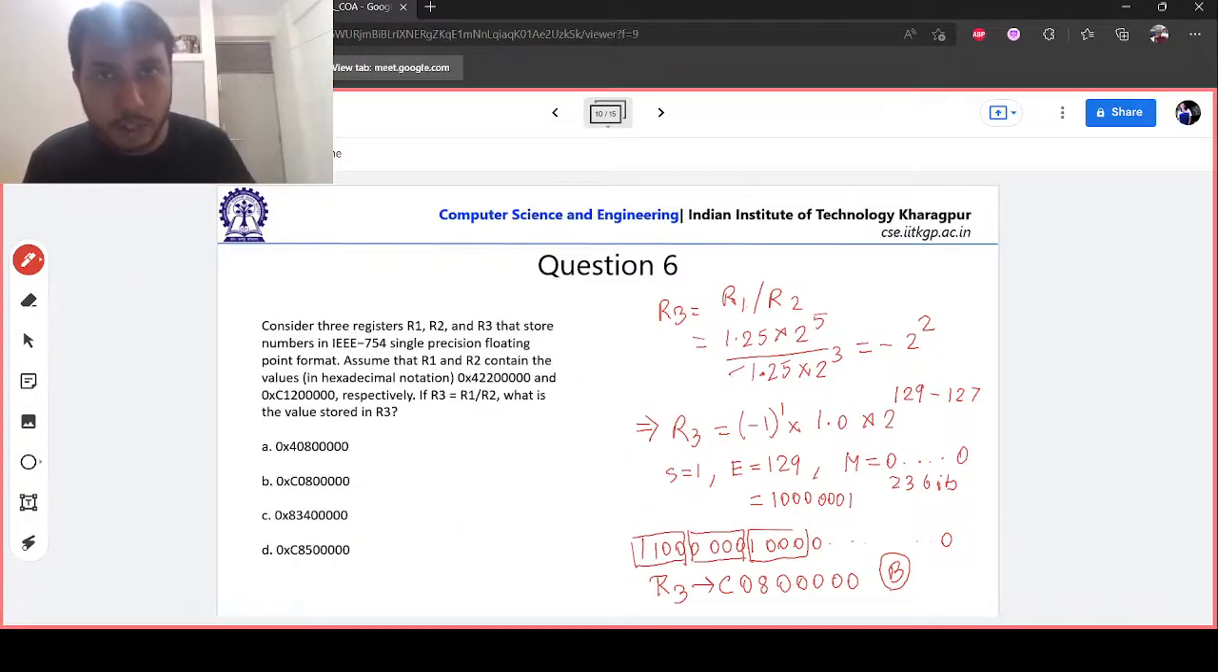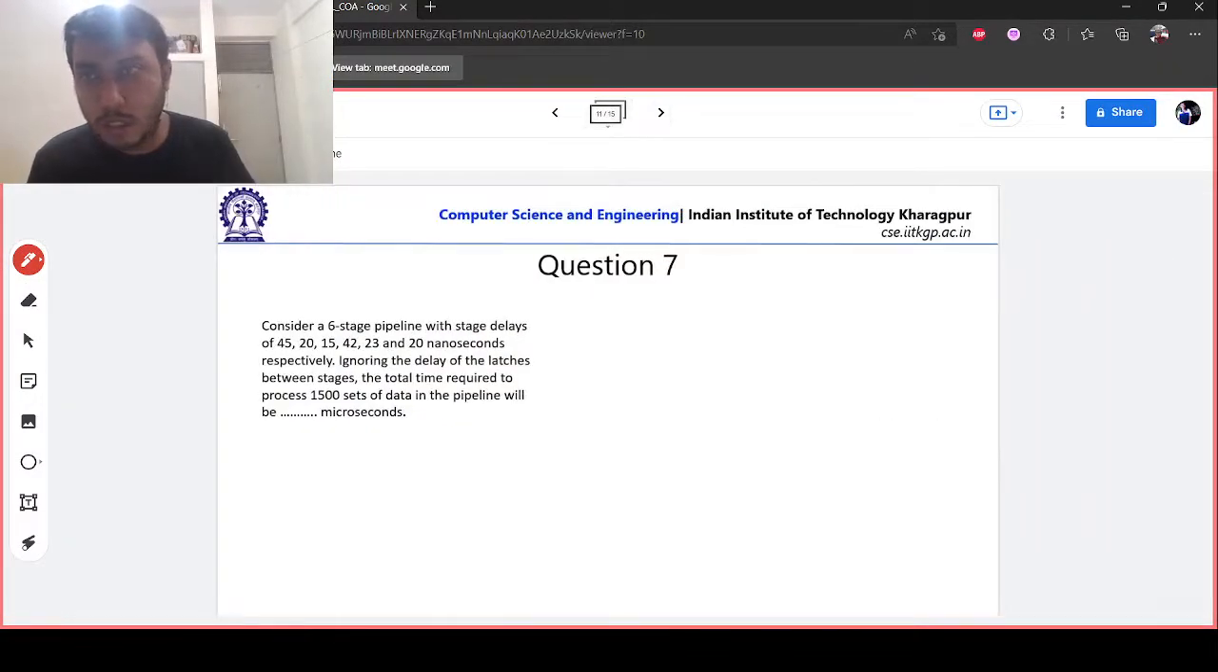So let's go to the next problem. This is the next part of the lectures that were there, regarding pipelining. The question is, we have a 6-stage pipeline with stage delays 45, 20, 15, 42, 23 and 20 nanoseconds respectively. Ignoring the delay of latches between the stages, what will be the total time required to process 150 sets of data?